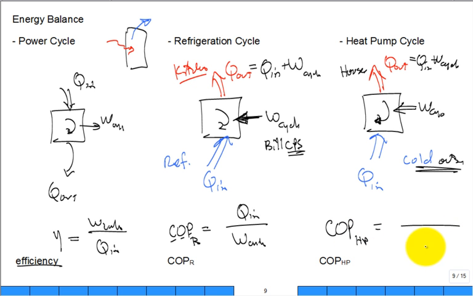Not the numerator, not the denominator is different. You still have to supply work of the cycle to make it work, but what do you really want? It's winter. Do you want to make the outside of your house colder, or do you want to make the inside of your house warmer? Inside of the house warmer. That's all. So it's going to be the Q that comes out of the cycle. That's the only difference here between the two.